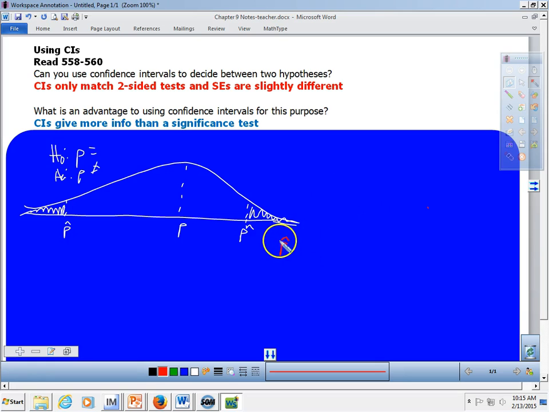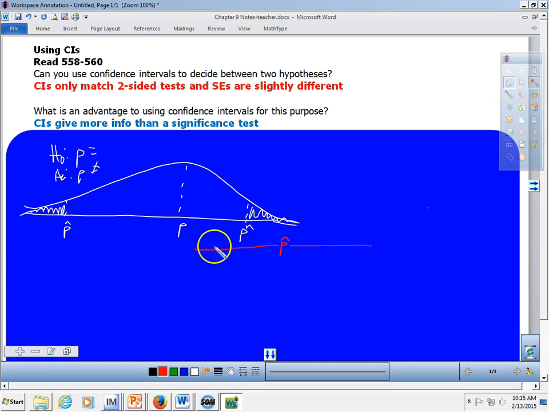A confidence interval goes one step further. It answers the question, okay, if it's not P, then what could it be? What's it plausibly to be? So what we would do is construct a confidence interval about P hat. And when we did that, we would construct an interval that did not capture P. It would stop short of P.